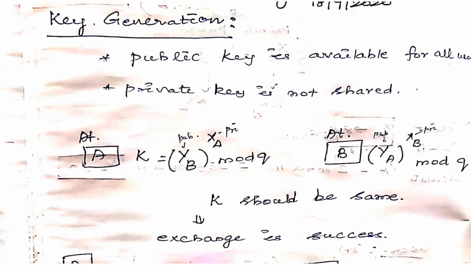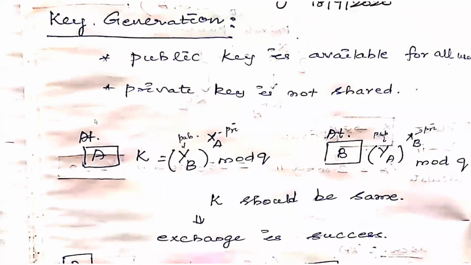Similarly, at the receiver, B has to generate the key. Here he is using K equal to the public key. Everybody knows the public keys of all users, so YA is known to everyone in the network, and B has only his private key. XB is the private key, known only to B, and mod Q. By using this formula, he generates the same key. Both this K value and this K value should be the same. Only then can we say the key exchange is a success, because both are going to use the same secret key.